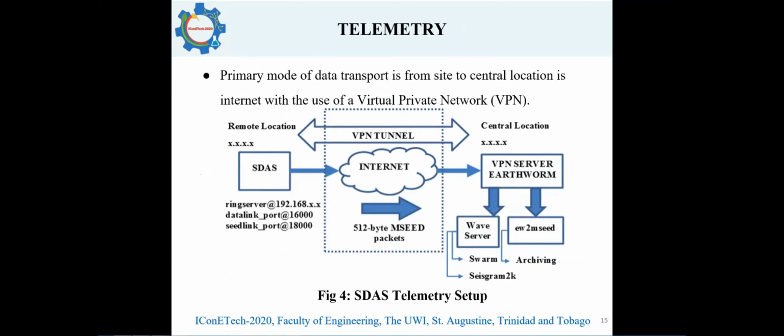For data telemetry, we plan to use VPN or virtual private network capabilities to tunnel data from a remote location where the SDAS will be installed back to SRC headquarters in St. Augustine, provided there is a reliable internet connection at the remote location. At the remote location, the SDAS will establish a tunnel connection to the VPN server. Once a tunnel has been established, miniseed packets will be transferred through the tunnel to the VPN server, which contains a ring buffer such as Earthworm for collecting arriving packets. The packets can then be created into miniseed files for archiving or sent to a wave server for displaying the data or earthquake analysis.